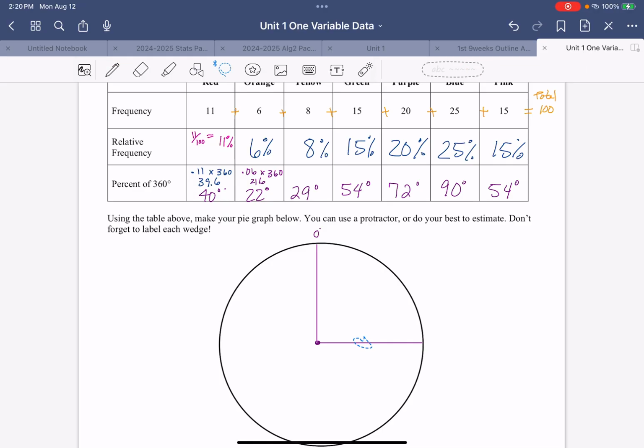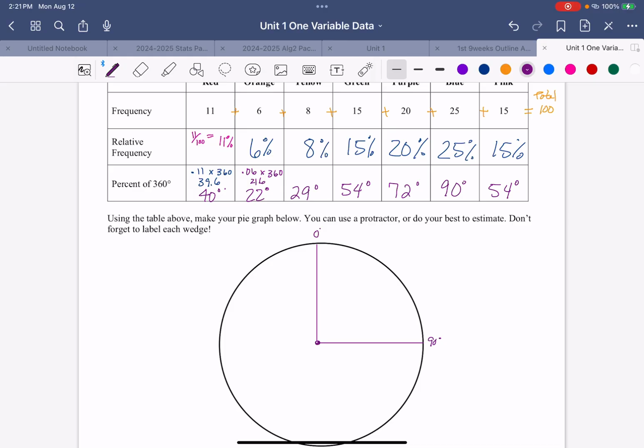Move this a little bit. So I know that's 90 degrees. I'll eventually erase this, but just so you can see what we're doing here. 90 degrees. My next biggest piece is the purple, 72 degrees.